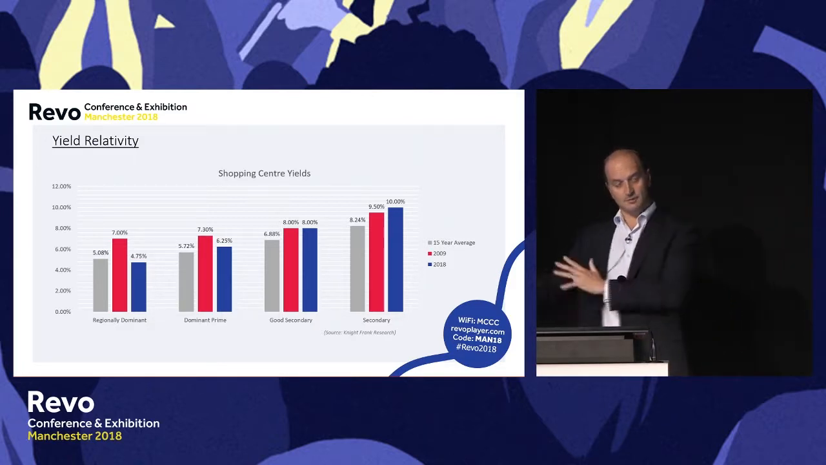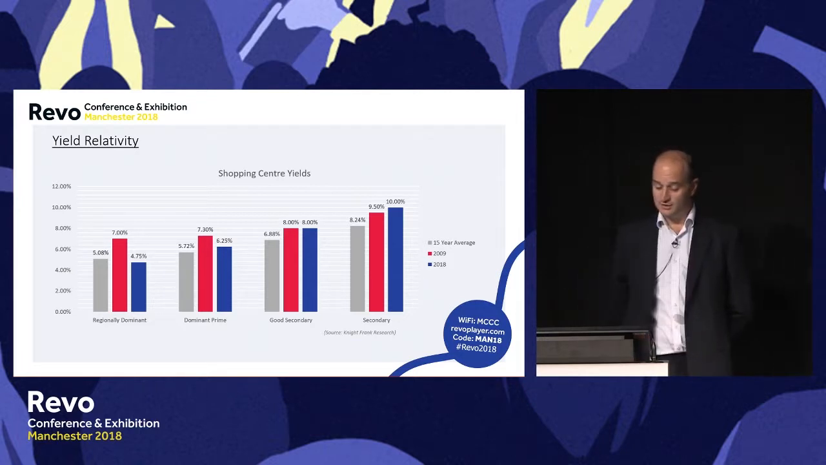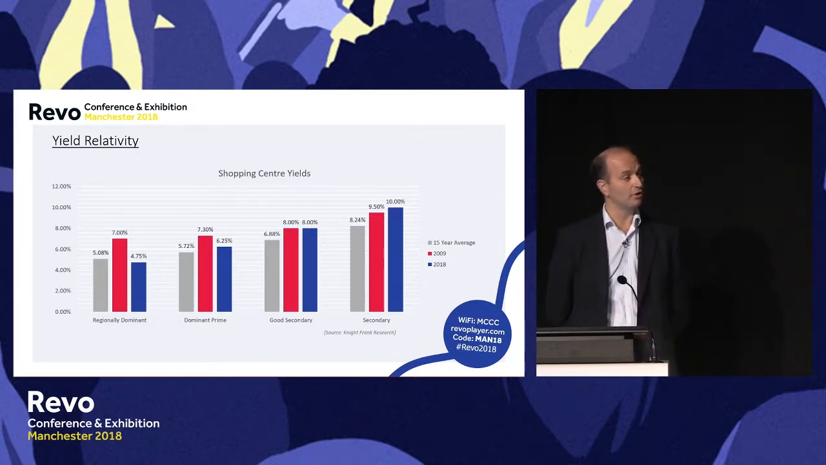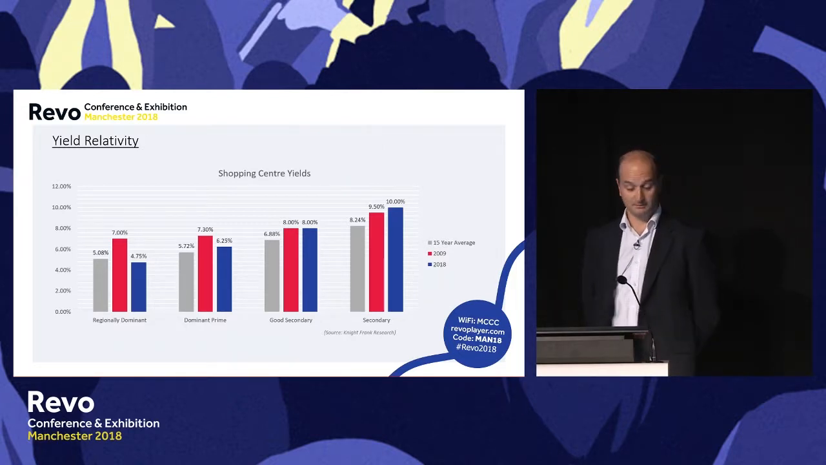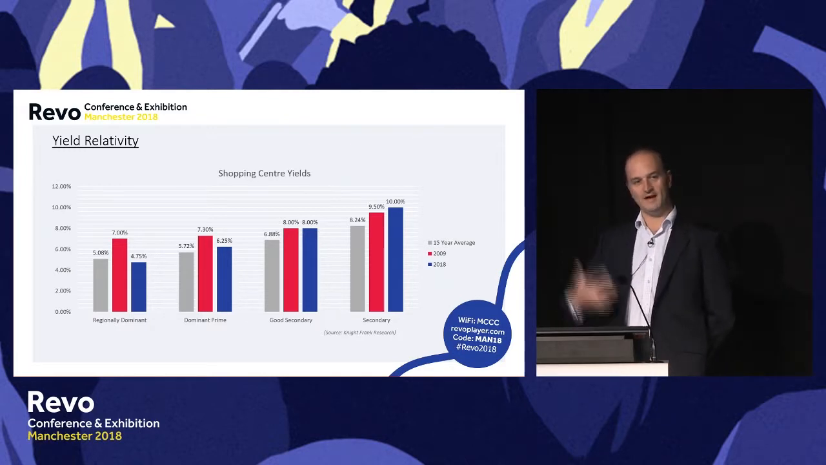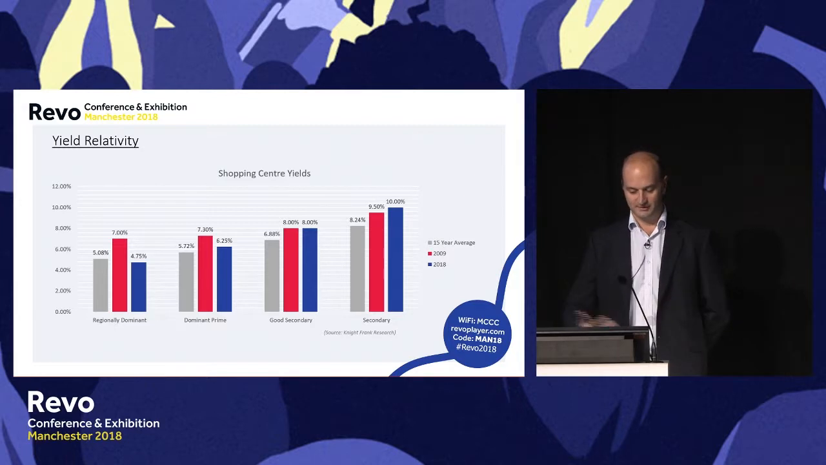As we move out into dominant prime, good secondary and secondary, you can see that the yields begin to look more attractive. And once we get into the secondary market, yields are at an all-time high and are beginning to potentially represent some value. And I think we're probably getting towards the end of where those yields need to move to. I don't think we're going to see good secondary go to 10% and the rest of secondary go to 12 or 15. But it's all about income stability in these schemes.